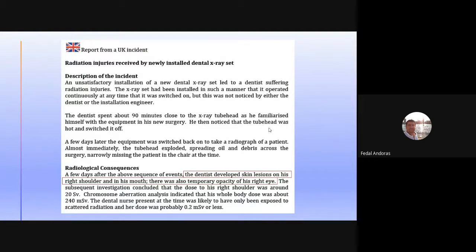So this report is never written in Iraq, and I don't think it will be written. So this happened to me, and I said many times when I was doing my research in master's degree in 2006 to 2008. There was a leakage from the X-ray tube head from the backside.